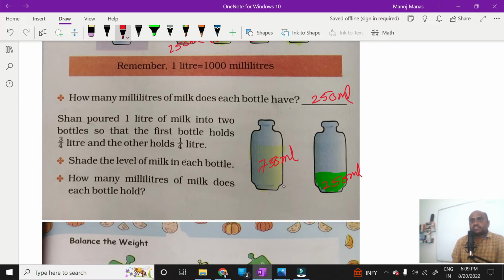And the other approach is 3 by 4 into 1000 milliliters. So 4 into 250 is 1000, and 3 into 250 is 750 again.